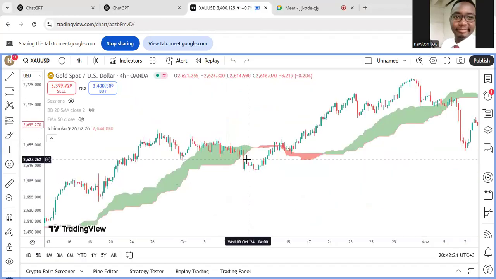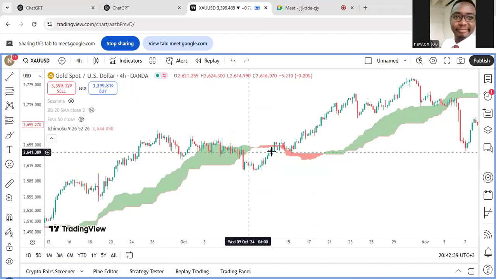Sometimes we'll have fake outs. You can have fake outs in any other currency, and it's normal. There's no strategy that is 100% accurate. We are dealing with probabilities in the market.